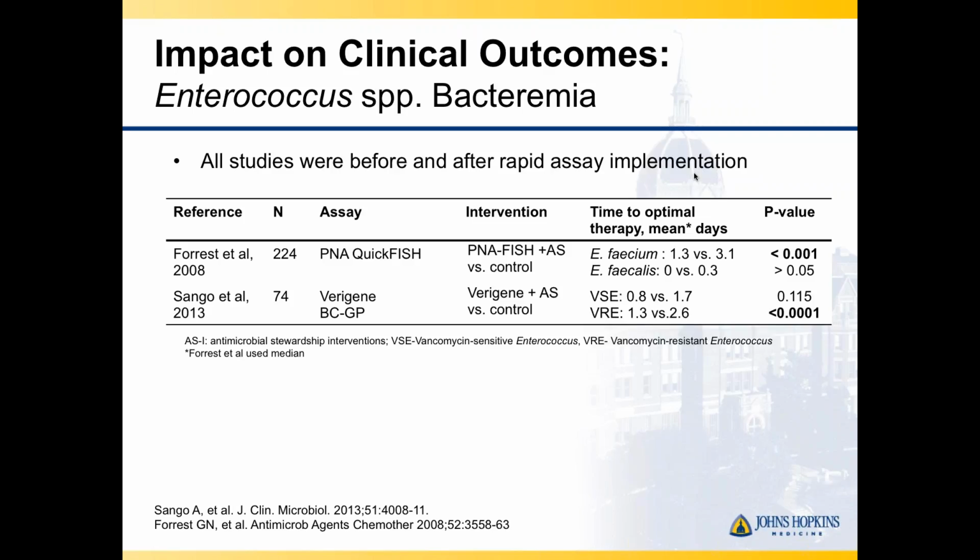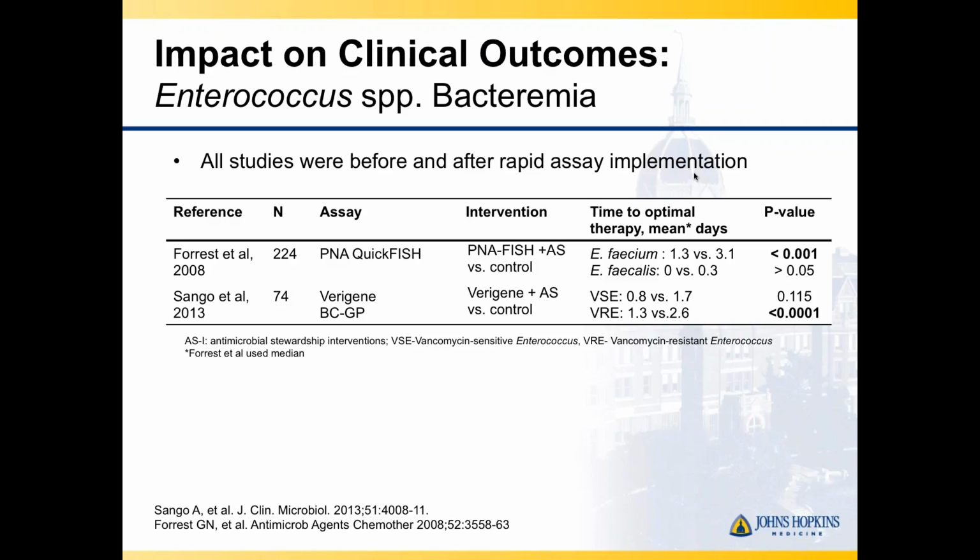With respect to Enterococcus bacteremia, there were also 2 studies that utilized antimicrobial stewardship intervention. The first study by Forrest and colleagues utilized a rapid PNA-FISH blood test with antimicrobial stewardship, and this is one of the first studies that evaluated the impact of rapid diagnostics. In this study, time to optimal therapy for patients who had Enterococcus species went from 3.1 days to 0.3 days, mainly because these patients actually had VRE. So they were able to keep those patients on appropriate antimicrobial therapy, linezolid or daptomycin. But they didn't see any difference for Enterococcus faecalis, as most of these patients were already on appropriate therapy.